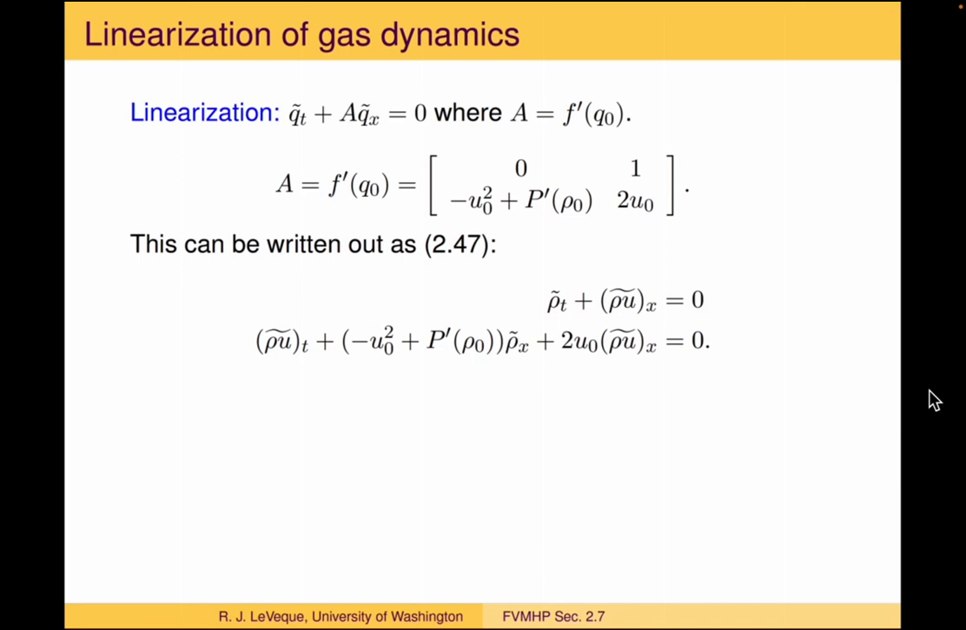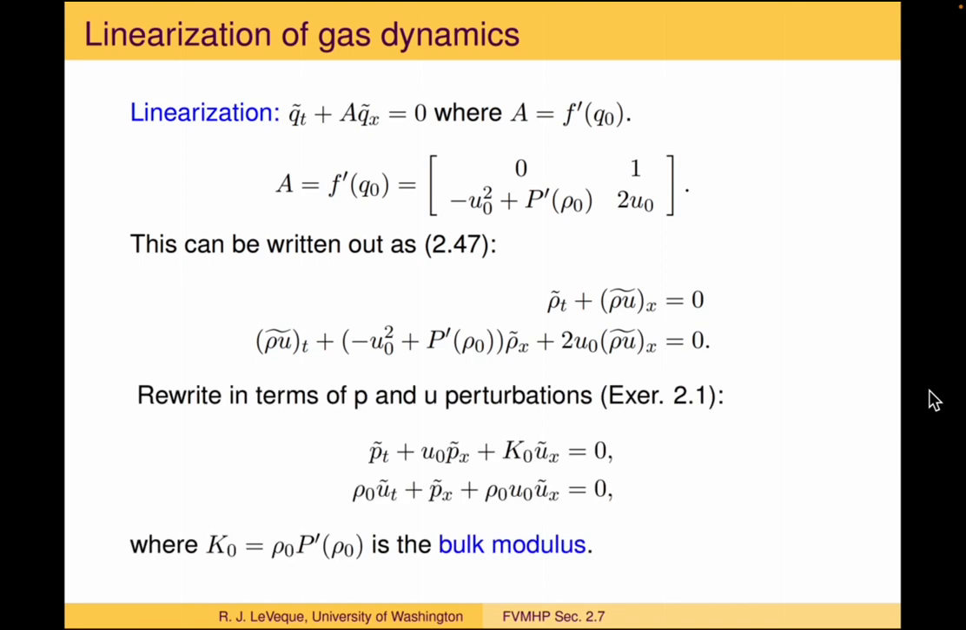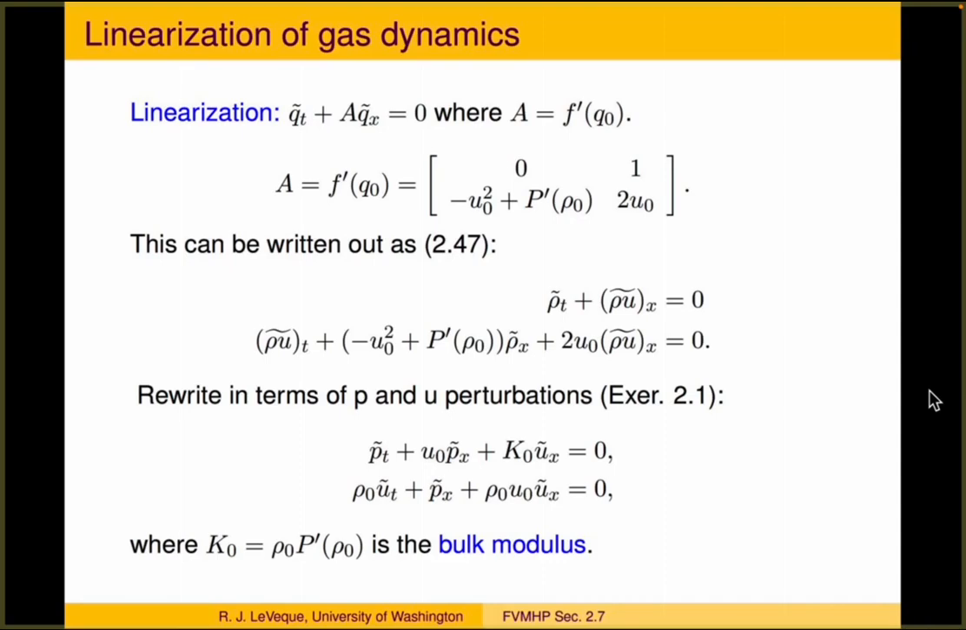Now, it turns out you can simplify these equations, and there are various ways to do this. It's a bit of a mess to start from this form, but if you play around with it, you can find that instead of writing things in terms of perturbations of rho and rho U, we can instead write things in terms of perturbations of P and U. And that gives finally the acoustics equations. That perturbation of P satisfies one equation, perturbation in U satisfies the second equation. And here I've introduced this quantity K, which is rho 0 times P prime of rho 0, which is called the bulk modulus of the material.